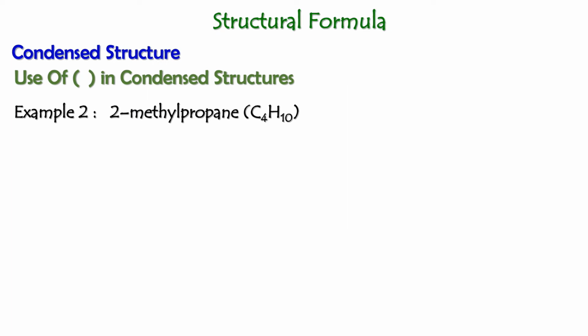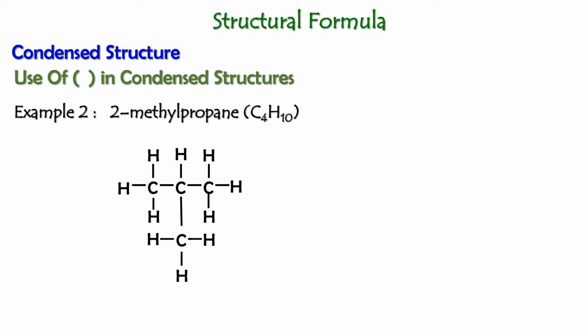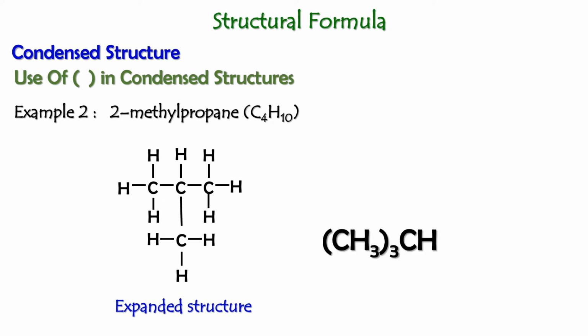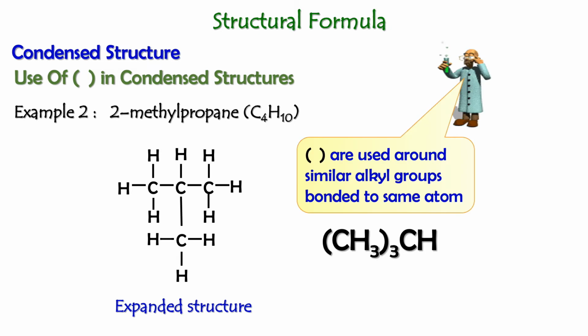The next example is 2-methylpropane. This one is the expanded structure of the molecule. So the condensed structure of the molecule can be written like this. So this molecule can be written with the bracket symbol in order to represent the alkyl group bonded together at the same carbon.